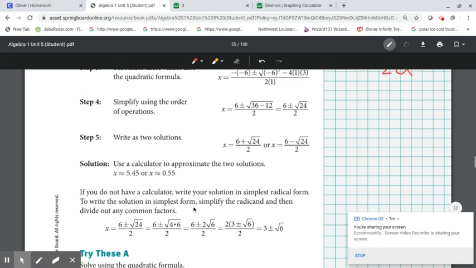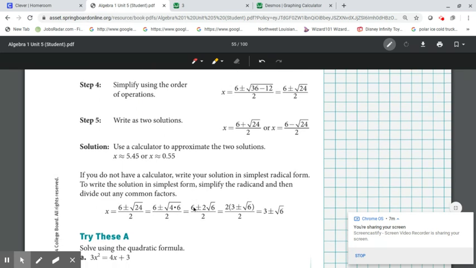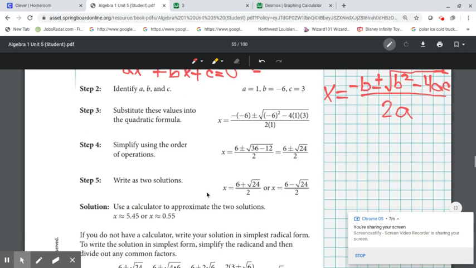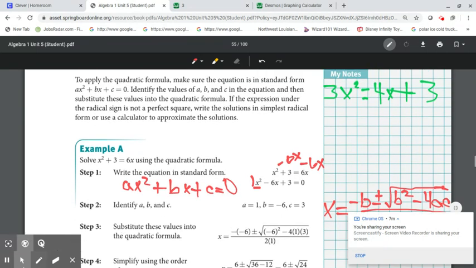All right, if you do not have a calculator, you can also write your radicals in simplest radical form, and you can determine all the factors that they have in common and divide those out. Okay. All right, so let's go ahead and get started with example 1.